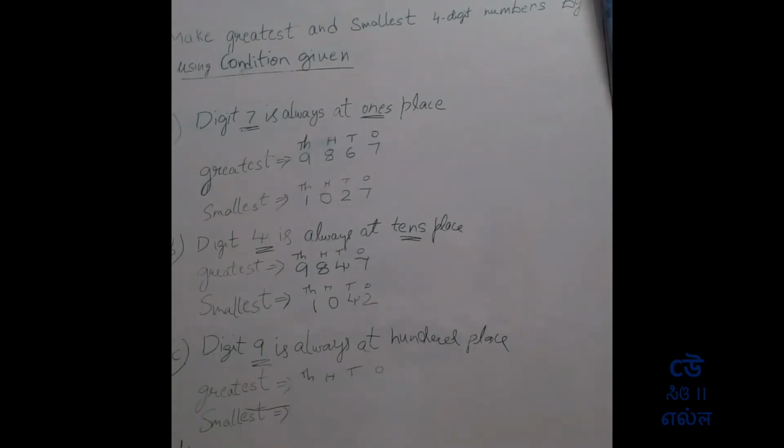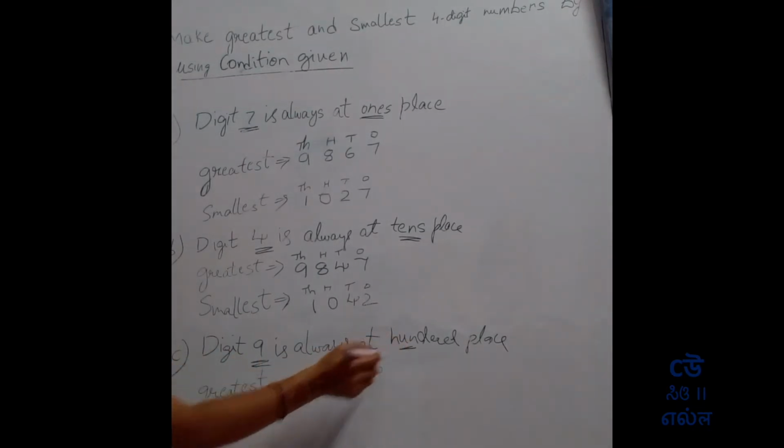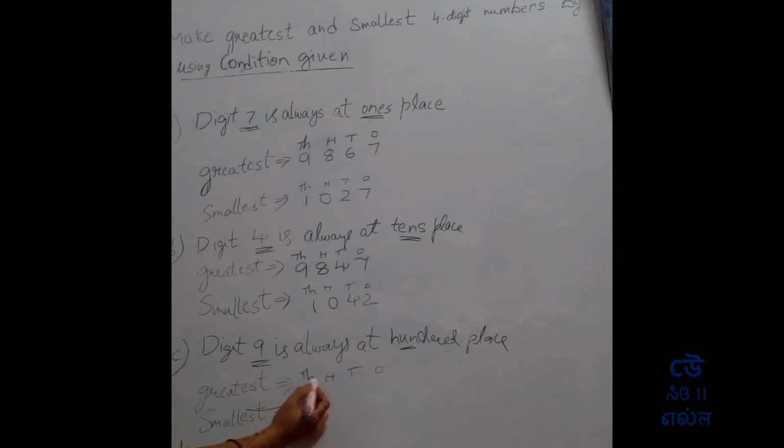Okay children, let us solve the next problem. The given condition is digit 9 is always at hundreds place. So digit 9 is always at hundreds place. So we write the place value chart with thousands, hundreds, tens and ones. Then the greatest number is what? 9 is fixed in hundreds place. So the remaining 3 places we have to fill. After 9, which is the greatest number we have? 8. So 9 is already done. From 0 to 9, 9 is already done. So the remaining is what? 0 to 8. So 8 is the greatest number.